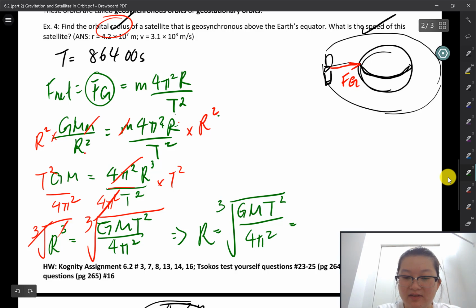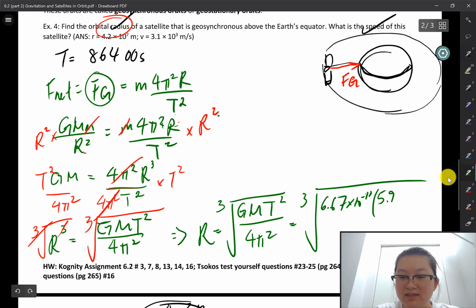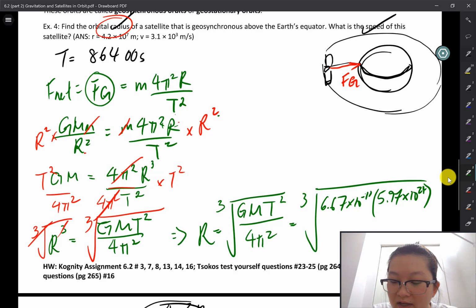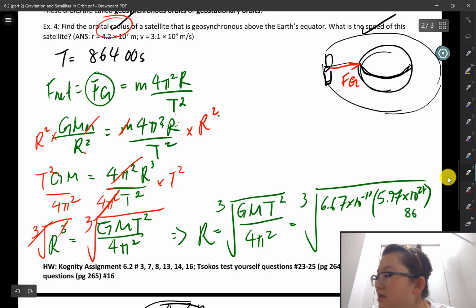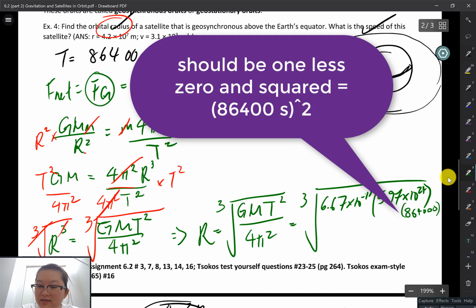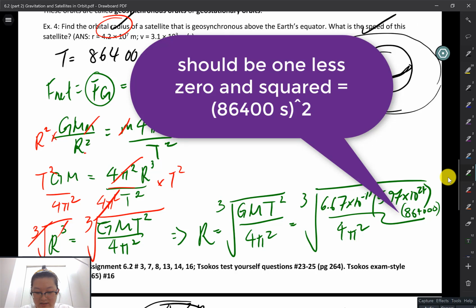Okay, and putting all the numbers inside, we're going to get 6.67 times 10 to the power negative 11. And mass of the Earth, 5.97 times 10 to the power 24. And the period, remember it's 24 hours, is going to be, I'm running out of space, but 86400 in brackets, squared, over 4 pi squared. Okay, well then, let's put it all in.